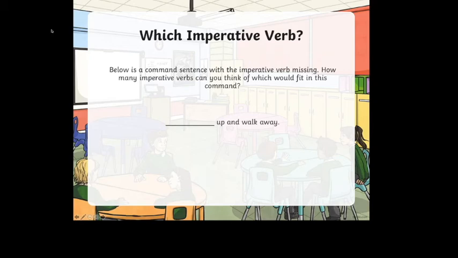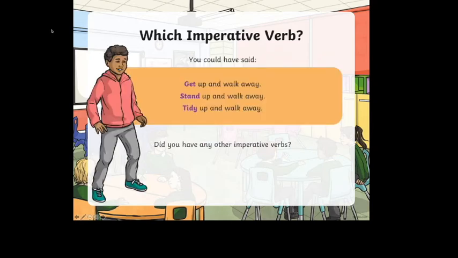Okay, so is it going to give us an answer? You could have said get up and walk away, stand up and walk away, tidy up and walk away. Now, I had a really rude one, which was shut up and walk away. Which wasn't particularly nice, but it was the one that popped into my head.